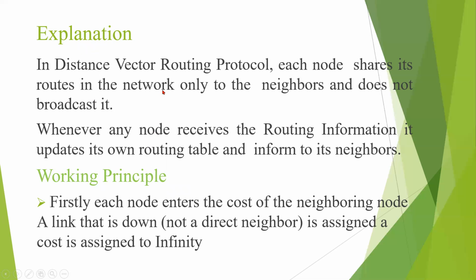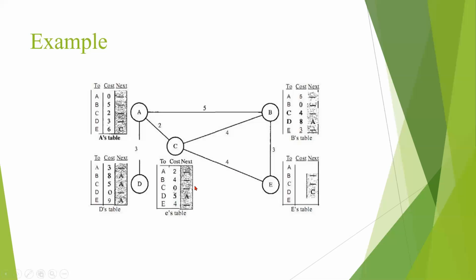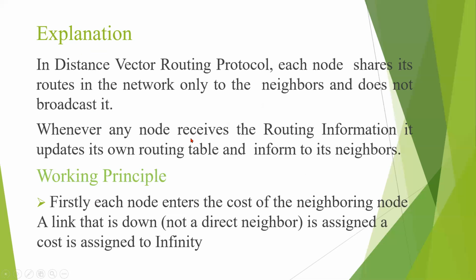In distance vector routing protocol, each node shares its routes to the network only with its neighbors and does not broadcast it. In the previous diagram, we saw A travels to D and E. A travels to E via B or C, which are neighboring nodes. Whenever any node receives routing information, it updates its routing table and informs its neighbors.